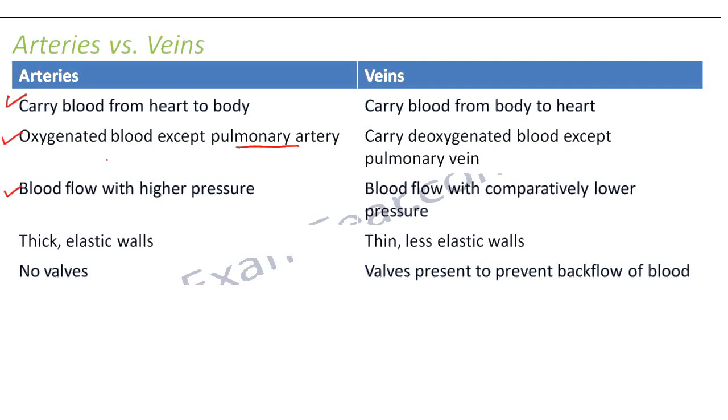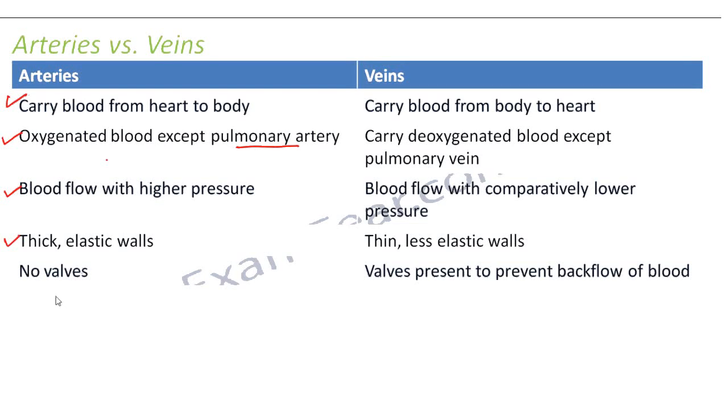So the blood is at a higher pressure. So the flow is with higher pressure. In veins, the blood flows with comparatively lower pressure. Because of this difference in pressure, the arteries have thick elastic walls, because since the blood is flowing with very high pressure, the vessel inside which the blood is flowing should be strong enough. Otherwise, the vessel might rupture. So they are provided with thick elastic walls, whereas the veins are provided with thin, less elastic walls.